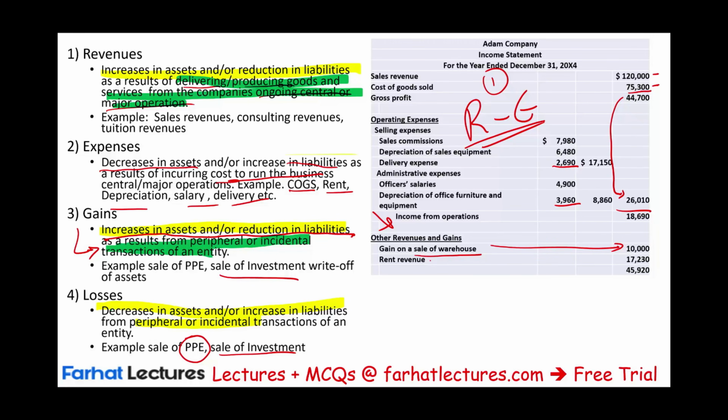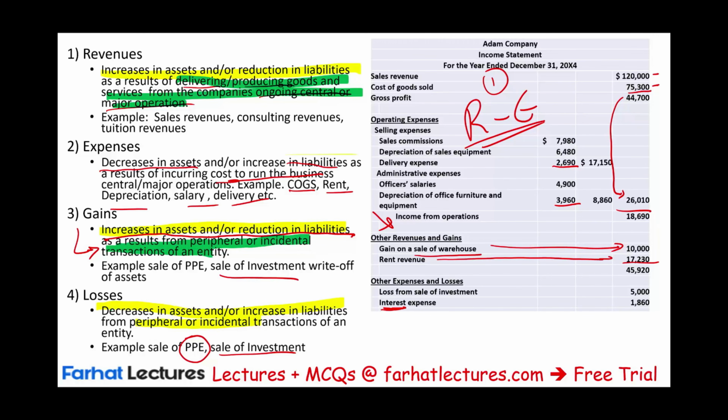We could have rented something. We rented something to someone else at 17,230. We have other revenues of 45,920. We could have other expenses and losses, expenses that have nothing to do with our central ongoing operation. Like what? A good example will be interest expense.